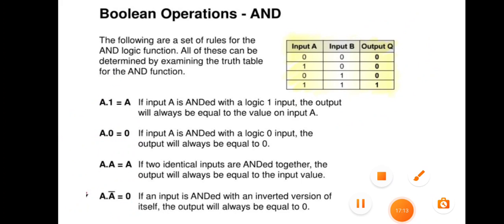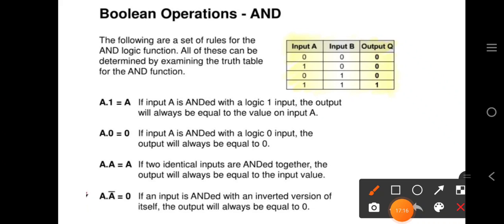Okay, so let's understand this third point. If two identical inputs are ANDed together, which conditions are we talking about? We are talking about the case where both inputs are identical and they are ANDed together: the output will always be equal to the input value.